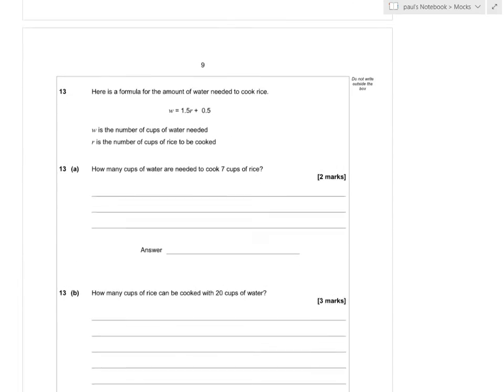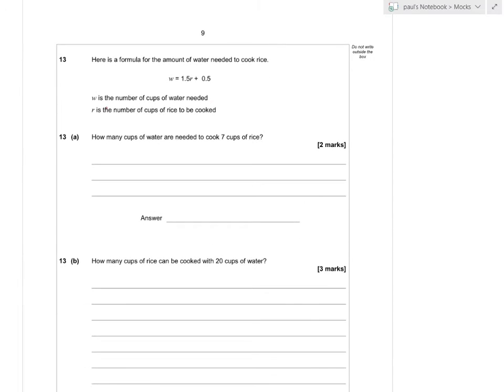Here's a formula for the amount of water needed to cook rice. W is the number of cups of water needed, and R is the number of cups of rice to be cooked. How many cups of water are needed to cook 7 cups of rice? So the water equals 1.5 times 7 plus 0.5. So 1.5 times 7 is 10.5, plus 0.5 is 11.